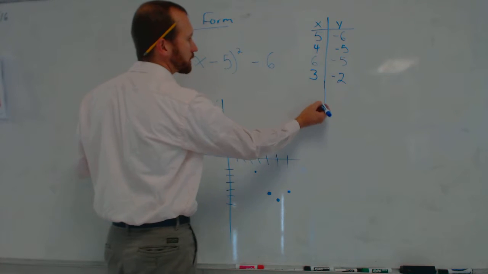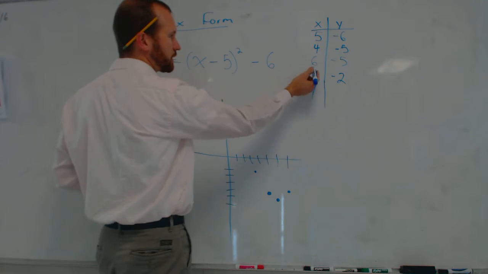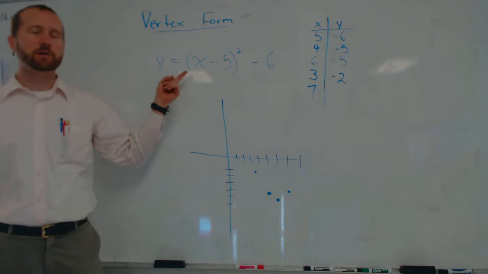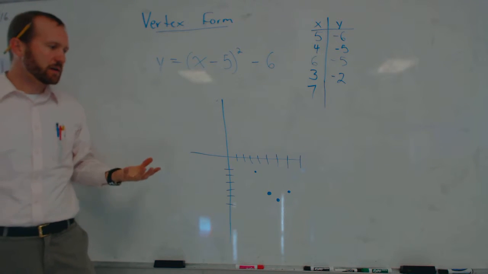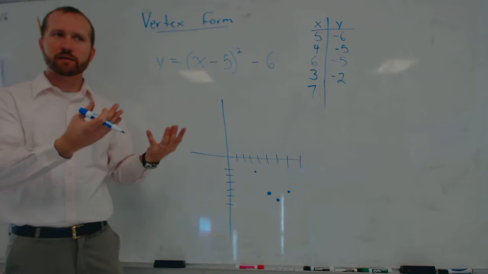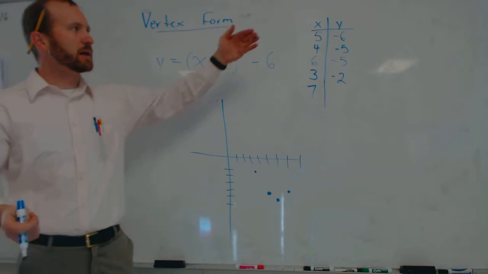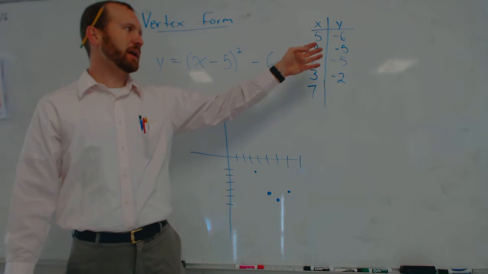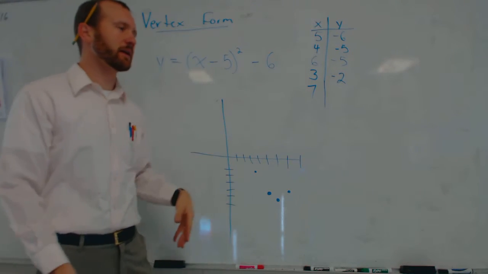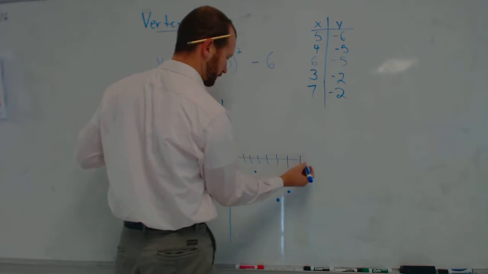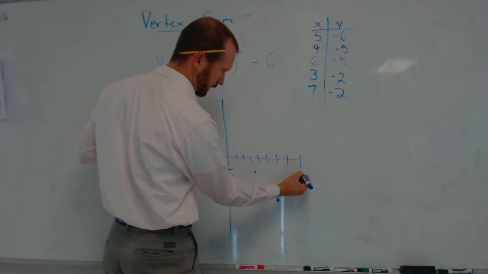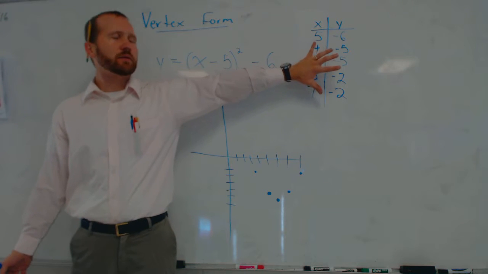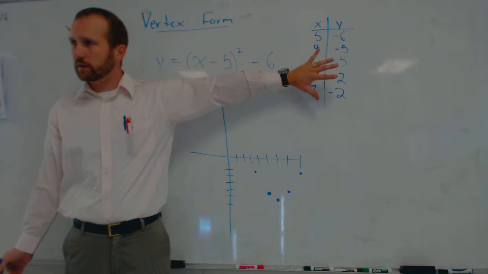And let's just keep going. Let's go one in the other direction. The number after 6 would be 7. Plug in 7, what do you get? Oh, it's awesome. I'm getting some symmetry around this point, right? If I plug in 4, I get negative 5. If I plug in 6, I get negative 5. Plug in 3, I get negative 2. Plug in 7, I get negative 2.